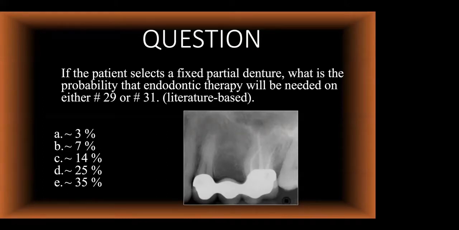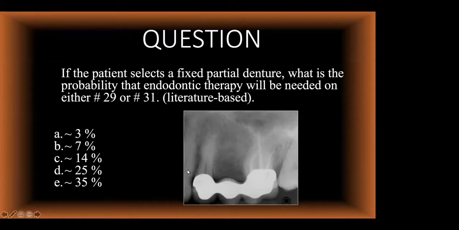So now that leads us to a question. If this patient selects a fixed partial denture, what is the probability that endodontic therapy will be needed on either one of the abutments, number 29 or 31? A is 3%, B is 7%, C is 14%, D is 25%, and E is around 35%. And this is based on literature. And we see actually the C is the correct answer.